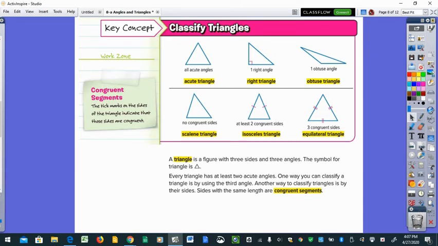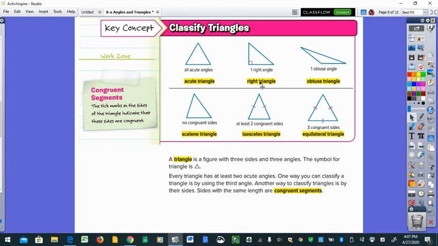Triangles can be named in two ways: by their biggest angle and the number of sides that are congruent, have the same measure. If we look at this triangle up here, every angle is smaller than 90. It's called an acute triangle. If the triangle has a right angle, and the other two are acute, it's called a right triangle. And in this third triangle, you've got an acute and acute, but the biggest angle is obtuse. It's called an obtuse triangle.